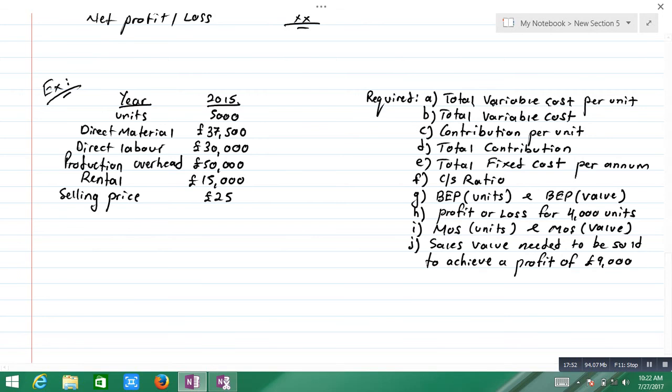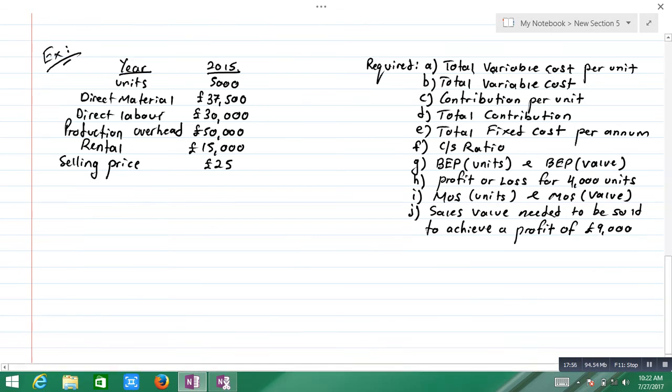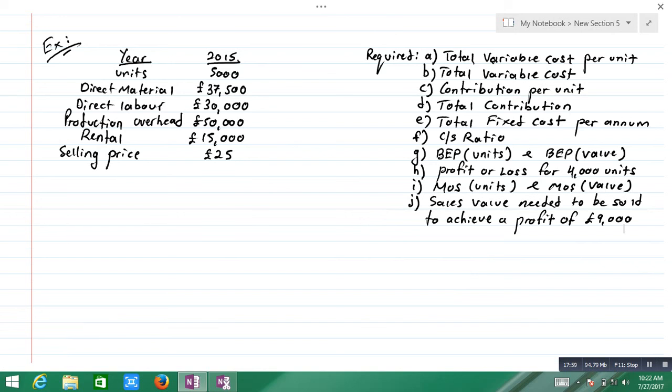Now let me explain, first of all, what is variable cost. If you look at it, there are two types of cost here. One is the variable cost and another one is the fixed cost. A variable cost is the cost which will change, will vary. That means it won't be the same every time. So whichever costs are not the same come under the variable cost. Fixed cost is basically for the whole year, it's going to be the same.